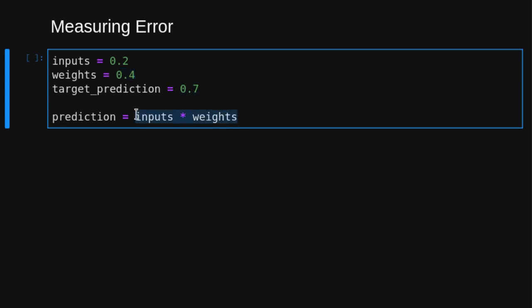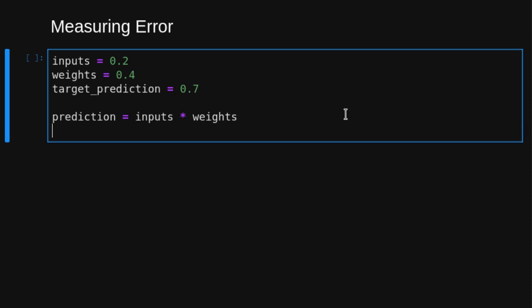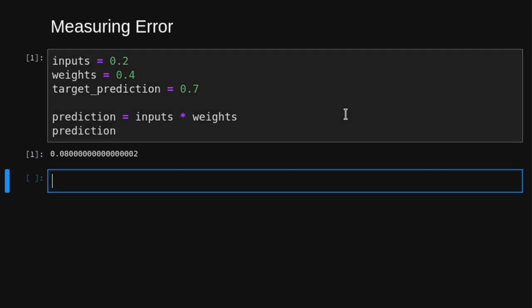So here we will multiply the inputs we have by some random weight, assuming that we haven't trained the neural network. And let's see what the prediction is. It's going to be very tiny, 0.08. It doesn't matter. So the next goal is to create our error. It's going to be very simple. Error will equal prediction minus target prediction.